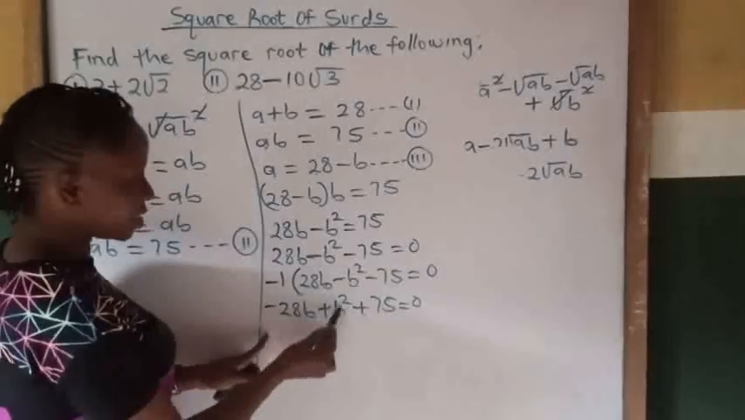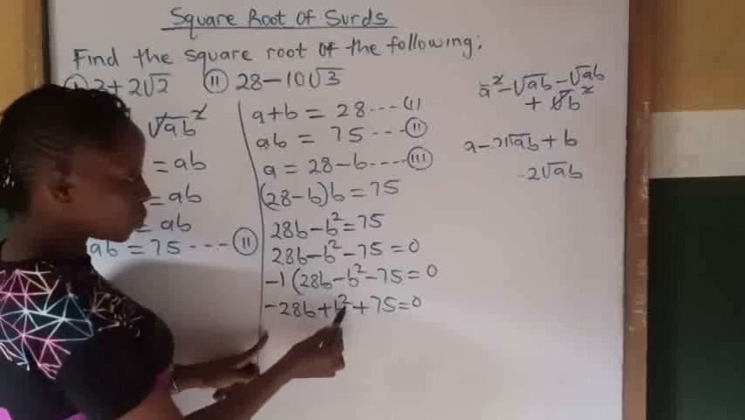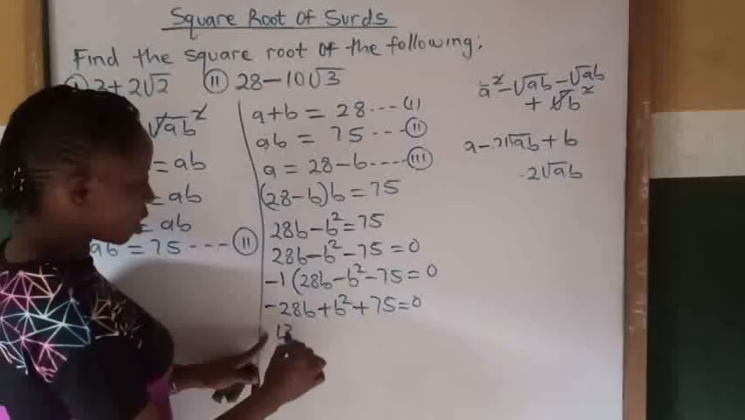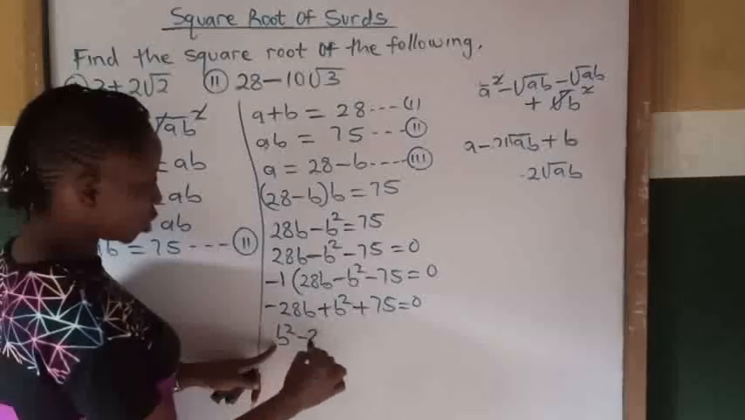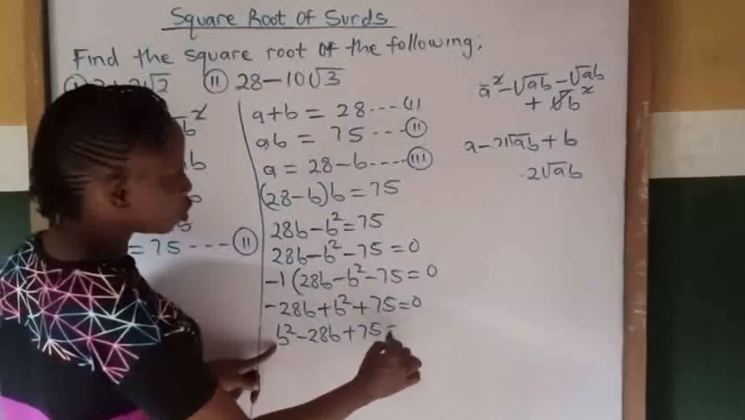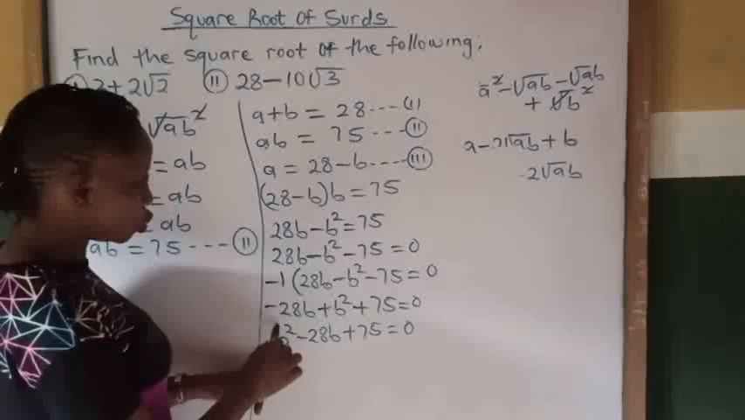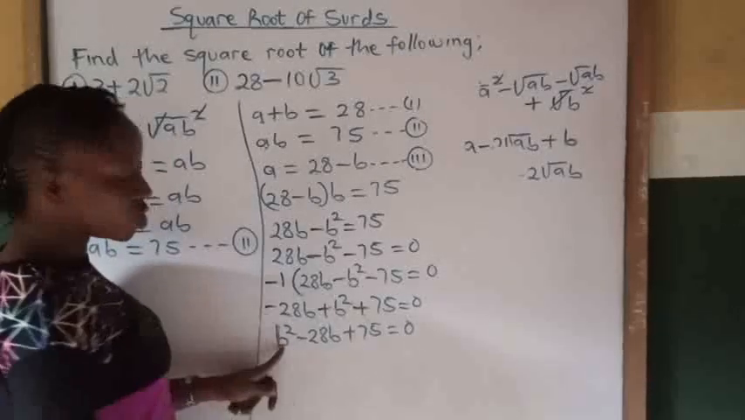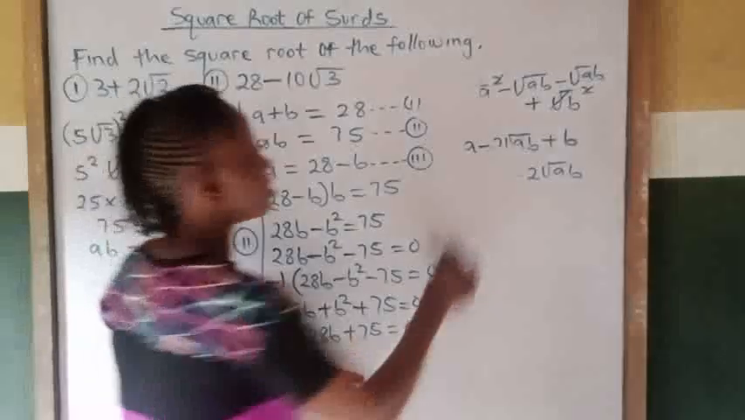So let's collect the like terms. Let's have the positive come first. That's b squared, then minus 28b, then plus 75 equal to 0. So we are going to factorize. This is a quadratic equation, so we have to factorize.